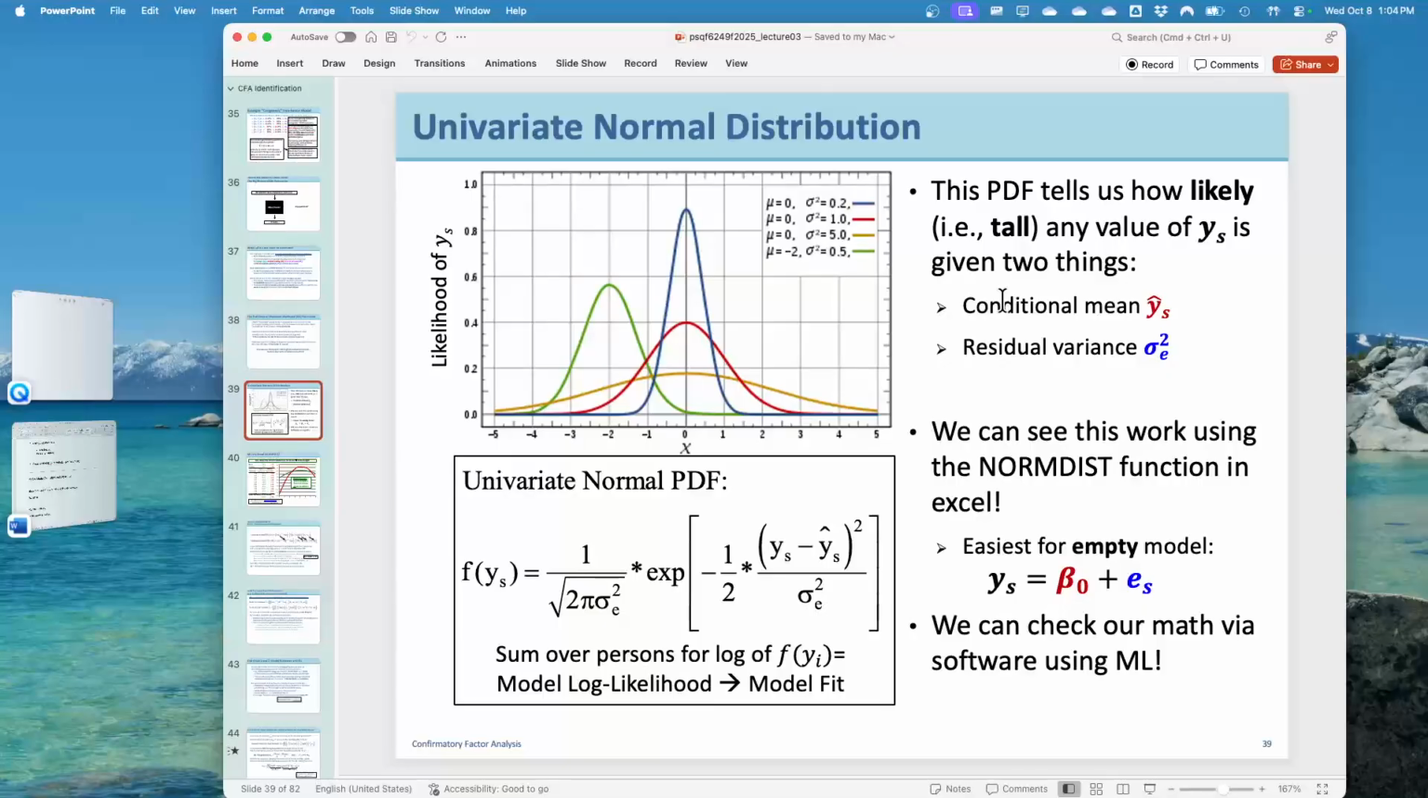Sound good? Now, here's the flip. When we do this in practice, we don't know the mean and we don't know the variance, but we know all the data.